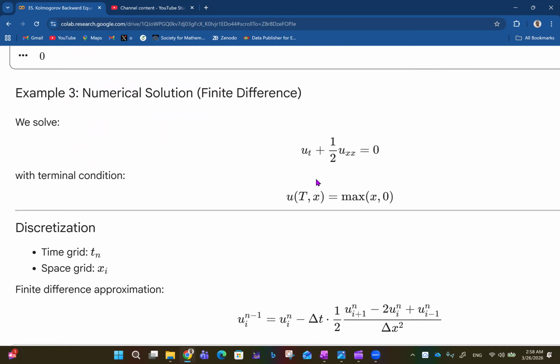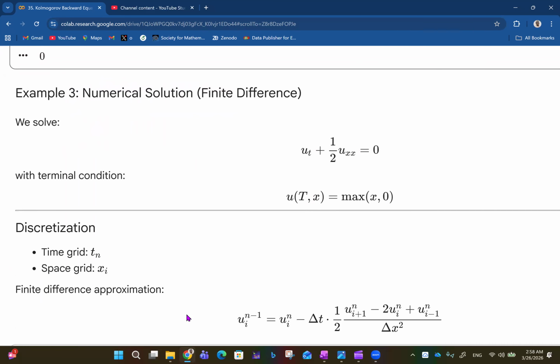So here we solve u_t + ½ u_xx = 0 with terminal condition u(T, x) = max(x, 0). And then we have the discretization. For the time grid, we have t_n. For the space grid, we have x_i.